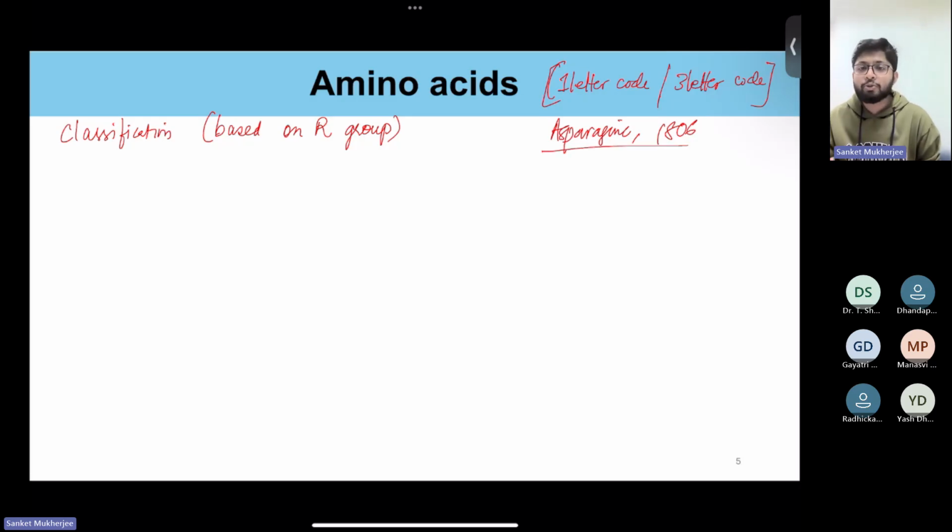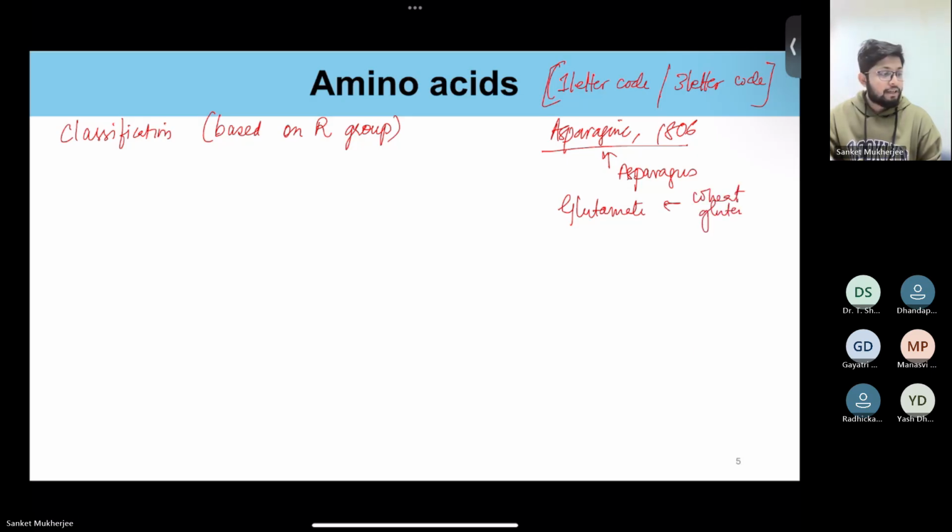Classically, all amino acids have trivial names and they are usually named after the food source they were isolated from. Like asparagine from asparagus, glutamate from wheat gluten, and tyrosine from cheese. The Greek word for cheese is tyros, so that's why the name comes as tyrosine. Glycine is known as glycine because it has a sweet taste. So this is just an example.